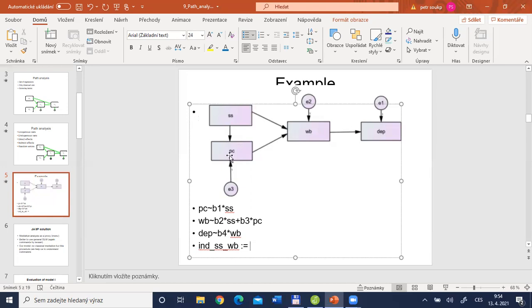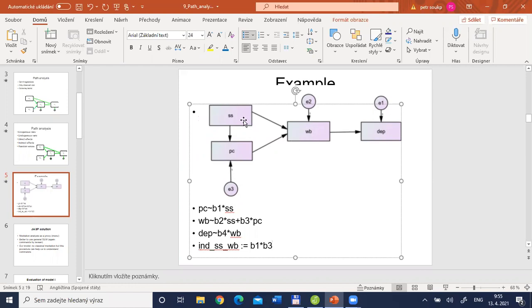So from SS to PC, it is B1. So it is B1 multiplied by what? What is the symbol for regression of well-being on proactive coping? Multiplied with B3. Yeah, that's it. B3 is this coefficient. So it is multiplied by B3. Okay, so that's one example of indirect effect of social support on well-being.